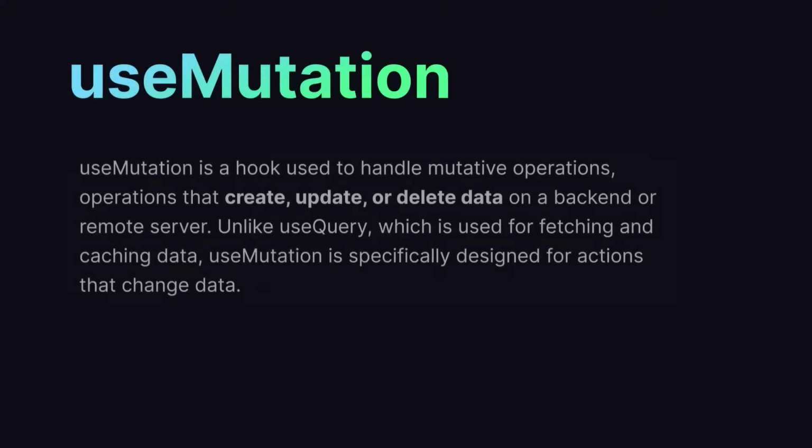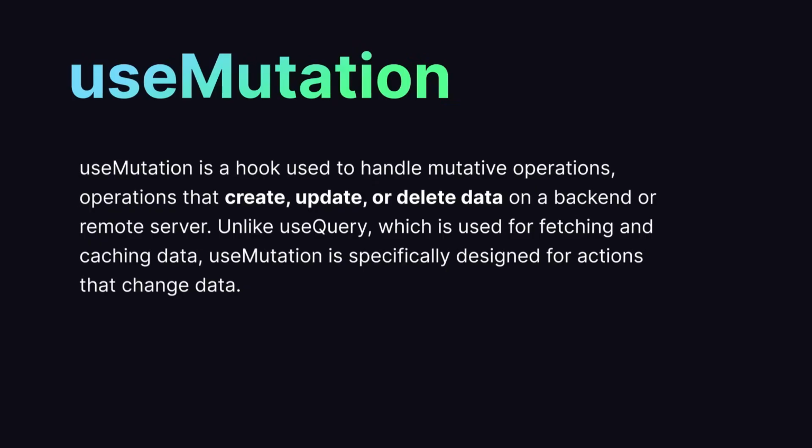Now let's talk about the useMutation hook. The useMutation hook is used to handle mutative operations. So what are mutative operations? Mutative operations are creating, updating, or deleting data on either the backend or the remote server. Unlike useQuery, which we just saw a few seconds ago and which is used for fetching or caching data, useMutation is specially designed for actions that change the data, like creating, updating, or deleting that specific data.